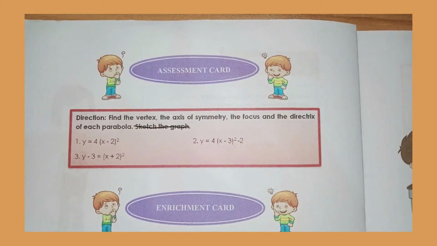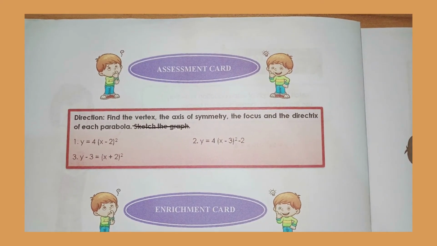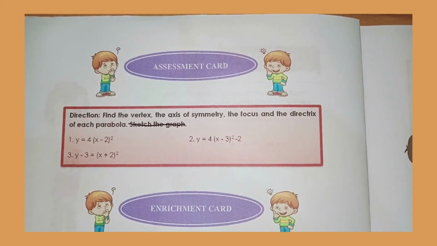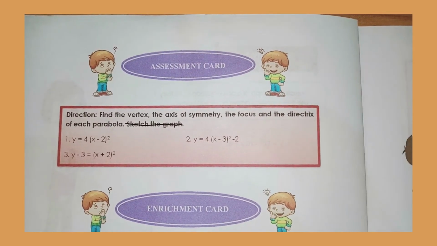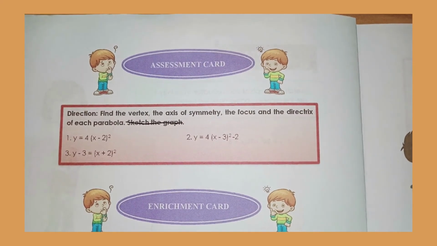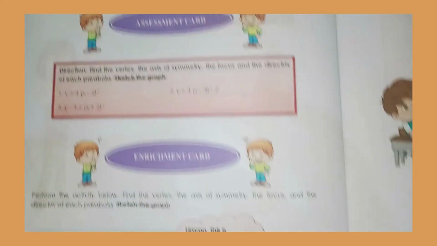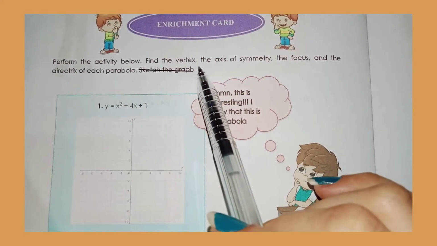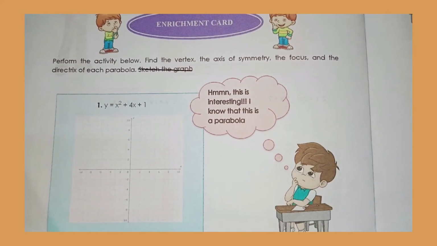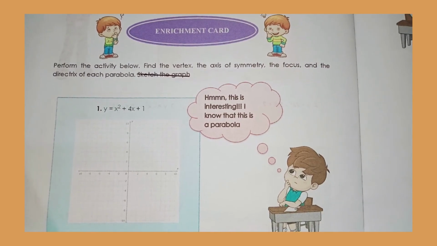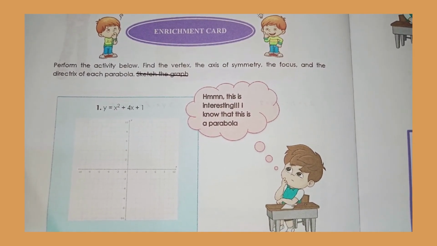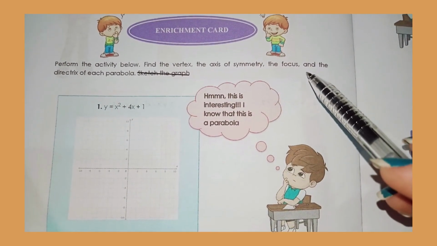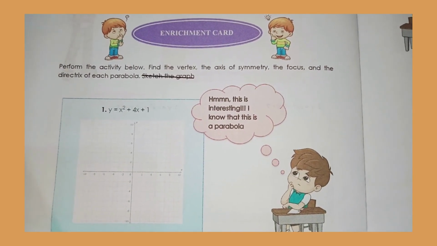Last, ang assessment card, katulad lang siya ng ginawa natin kanina. Given 1, 2, and 3, hanapin natin yung vertex, axis of symmetry, focus, at directrix. Hindi na natin siya kailangang i-sketch. Huwag nang gawin yung sketch. Also, same with enrichment card. Given this one, kailangang hanapin yung vertex, axis of symmetry, focus, and directrix. Katulad siya nung ginawa natin sa activity number 1. Kailangan hanapin muna natin yung vertex form bago mahanap yung vertex, axis of symmetry, focus, and directrix. Huwag na din siyang i-graph.